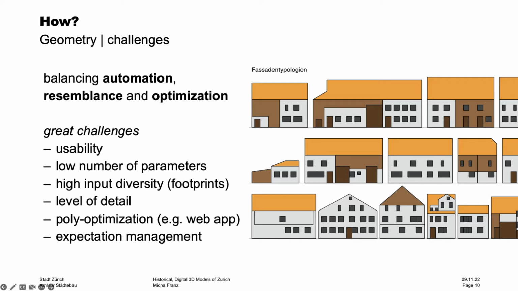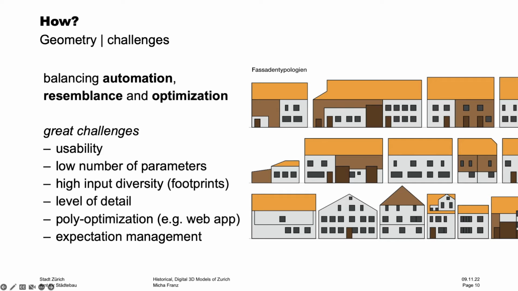The footprints we are working with are also anything else than nice, rectangular, perfectly formed primitives. We have some weird angles, we have L-shaped buildings, and so on. So we needed a system that provides us with resulting houses and especially roofs that still make sense. The level of detail goes close together with the poly optimization. We want to have models that perform well in, for example, web applications and still have enough level of detail to make them attractive.